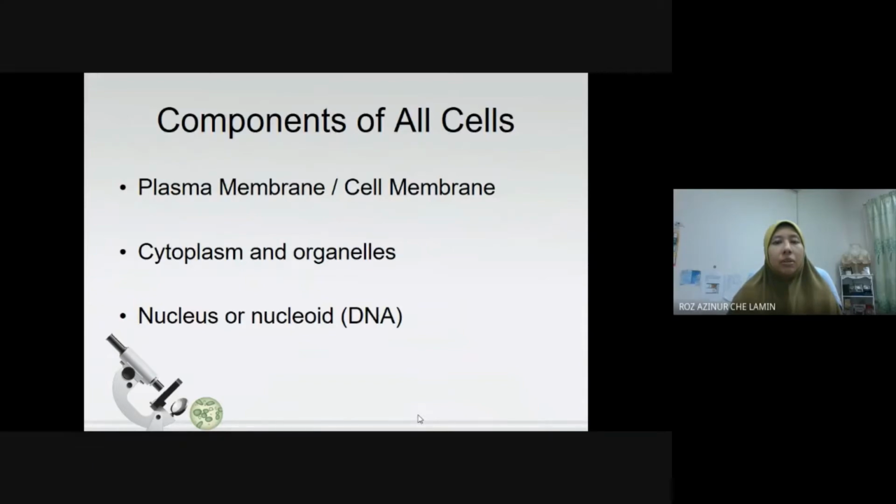Components of all cells: it must have a plasma membrane or cell membrane. It also has a cytoplasm and organelles and also a nucleus or nucleoid which contains the DNA.